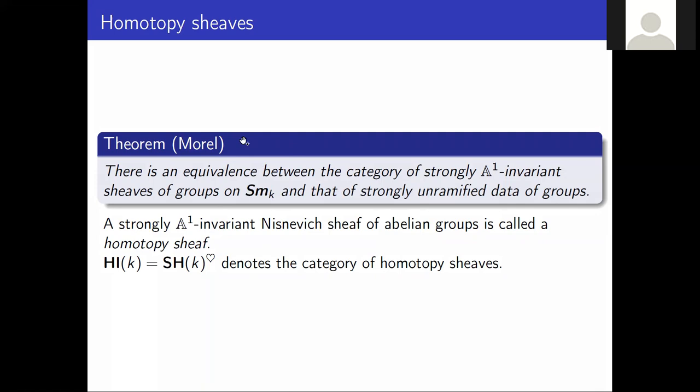So in the rest of the talk, I will work only with abelian groups. And so strongly and strictly A1-invariant are the same thing. And I will call such sheaves homotopy sheaves. This is well known, I think. H_I is the category of homotopy sheaves. And you can prove that it is equivalent to the heart of the stable homotopy category for its homotopy t-structure.